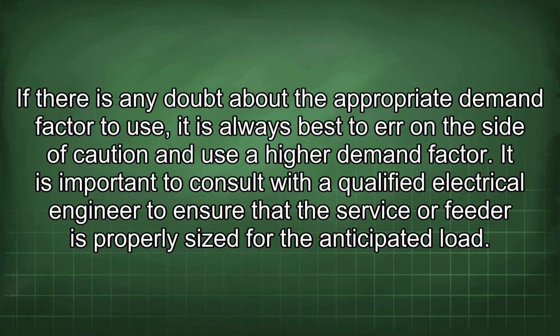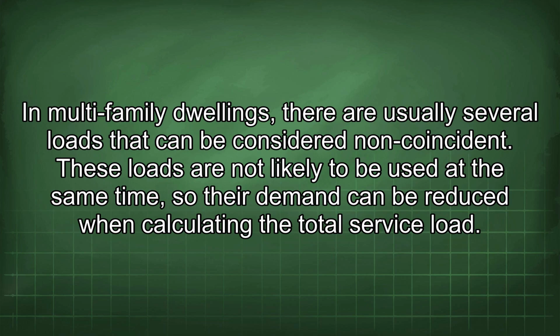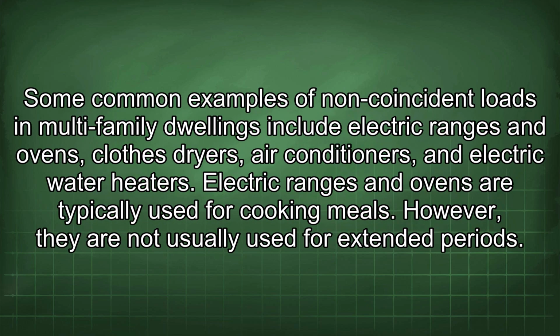for the anticipated load. In multi-family dwellings, there are usually several loads that can be considered non-coincident. These loads are not likely to be used at the same time, so the demand can be reduced when calculating the total service load. Some common examples of non-coincident loads in multi-family dwellings include electric ranges and ovens, clothes dryers, air conditioners, and electric water heaters.